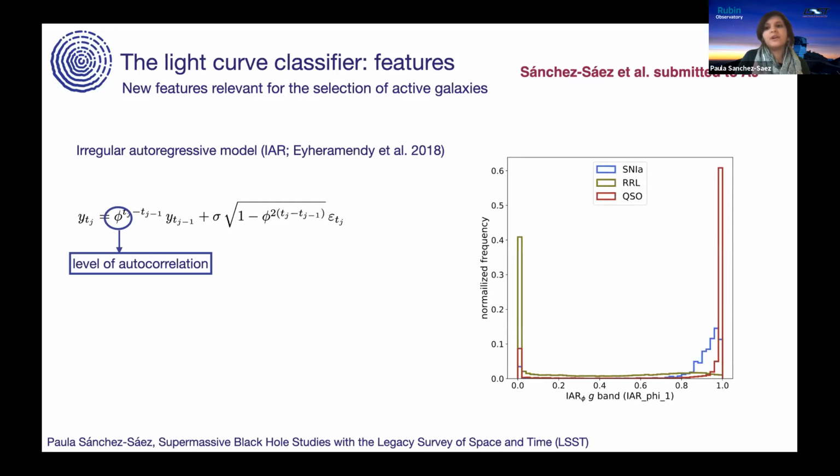And it's very useful to separate, for instance, sources with short periods from transients and stochastic sources. So for the case of type Ia supernovae, LPVs and quasars, you have this distribution for this feature. Quasars have values close to one. That means they have a very high autocorrelation. LPVs in the unfolded light curves have very low correlation, so they are close to zero. And transients have more intermediate behaviors.